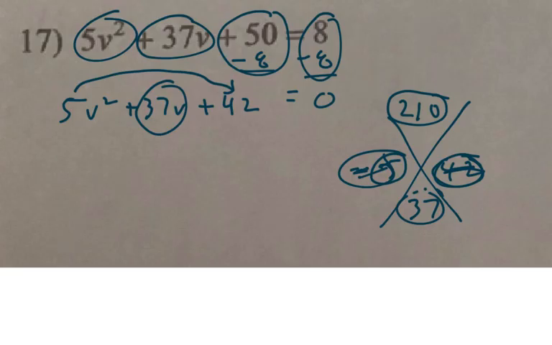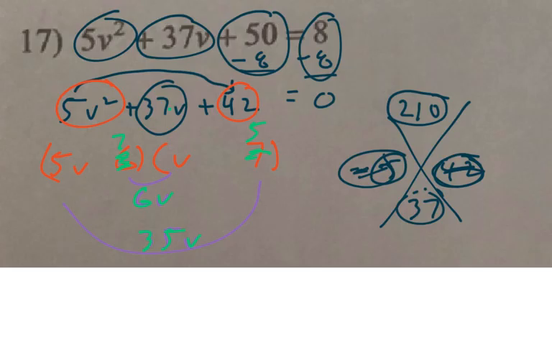So now what? Well, if it's okay, guys, I'm going to just set up my way, and then we'll talk about it. I know that 5v times v is 5v squared. I know 42 most likely is 6 times 7. And let's check my inner and outer loops here. 6v in the middle, 35v on the outside. Green shows up really good. Now, can 6 and 35 make 37? No. What I'm going to do now is I'm just going to switch them.